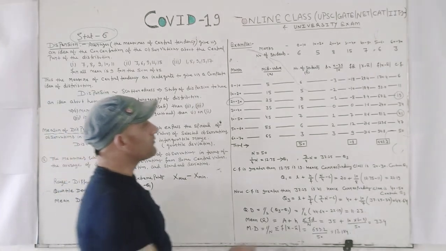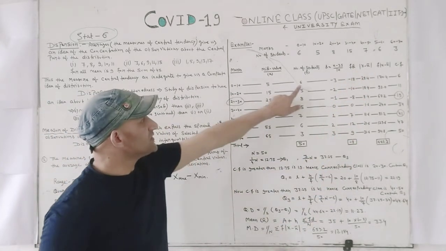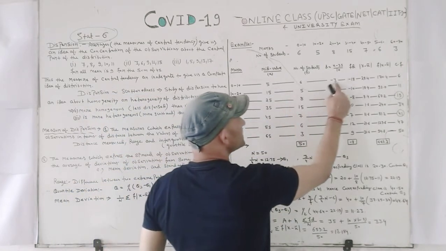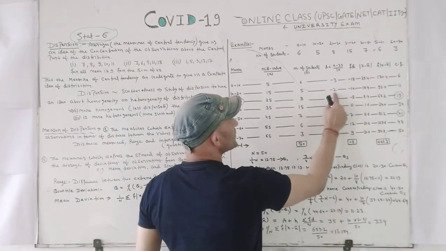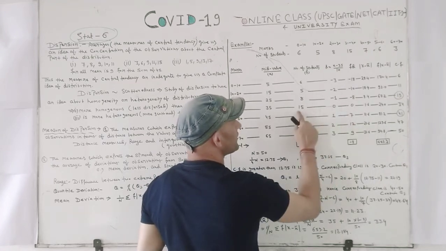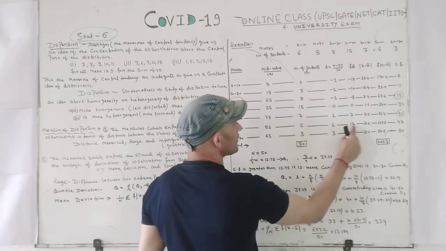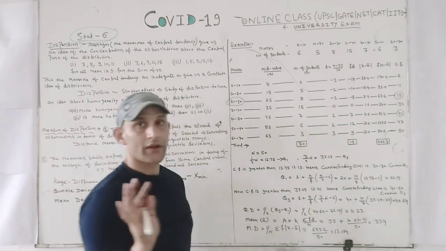Then we multiply f and d, this value and this value. 6 into -3 is -18, 5 into -2 is -10, 8 into -1 is -8, 15 into 0 is 0, 7 into 1 is 7, 6 into 2 is 12, and 3 into 3 is 9.